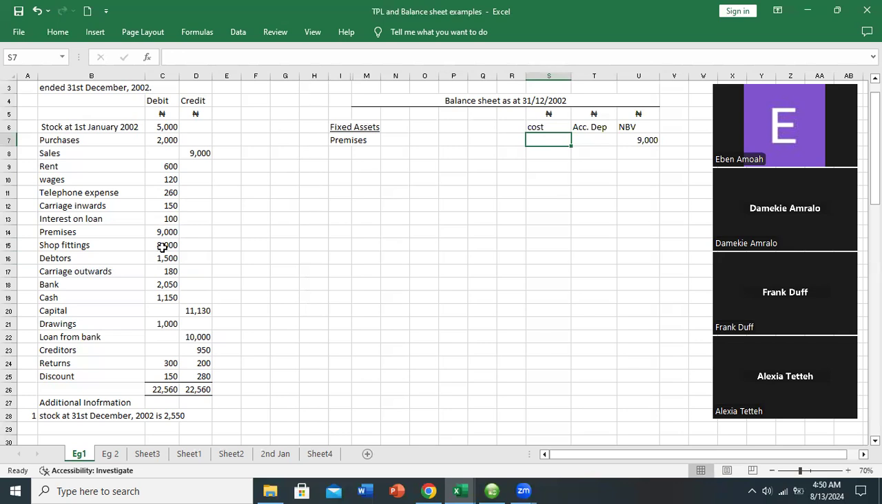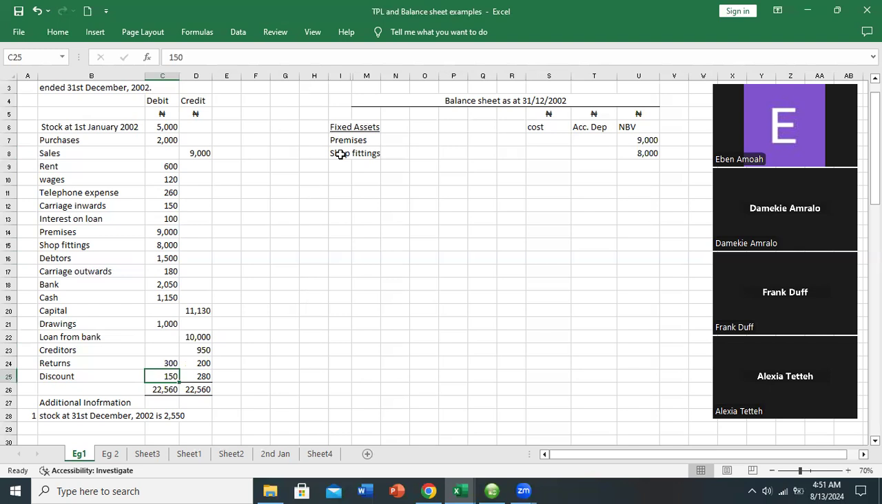Okay, after the premises, the next one is shop fittings. So the fittings in the shop, these are also assets, 8,000. That one too has no depreciation. The next item is debtors, and as we know, debtors are current asset, not fixed. Carriage outwards is an expense. Bank, cash, these are current assets. Okay, capital is not even an asset. Drawings will go to the balance sheet. We have decided on the loan. Creditors is a liability. Return inwards, return outwards, we know these things. Discount allowed, discount received, we know them.